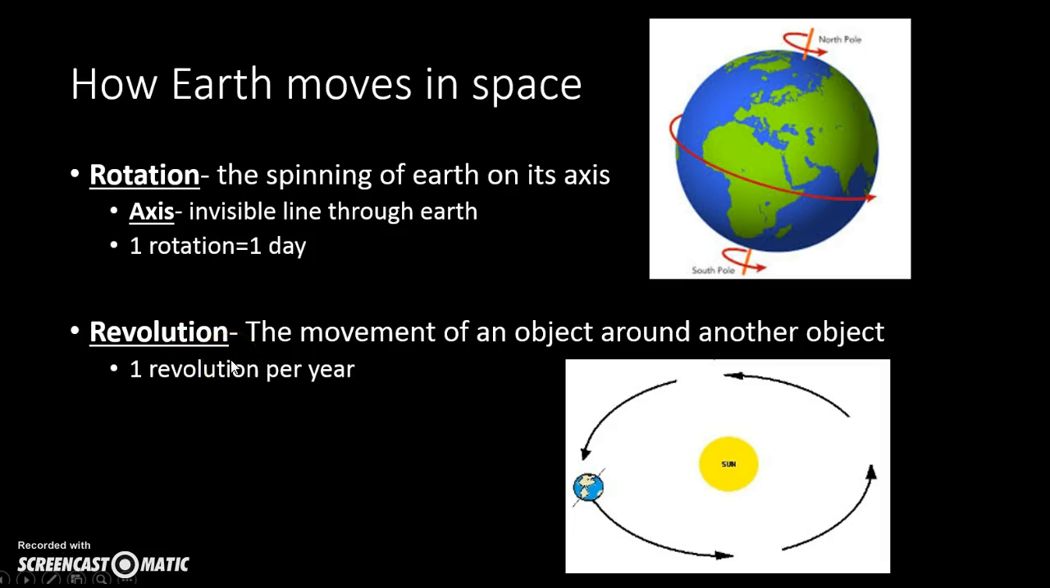Revolution is defined as the movement of an object around another object. In this case, it's the Earth revolving around the sun. And the Earth revolves around the sun once every year. So every 365 days, the Earth makes 1 complete revolution around the sun. You may already have these diagrams in your notes. If you do not, please pause the video and draw them now, as they will be important later.